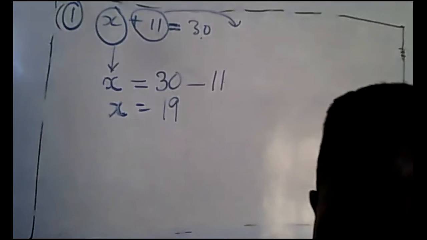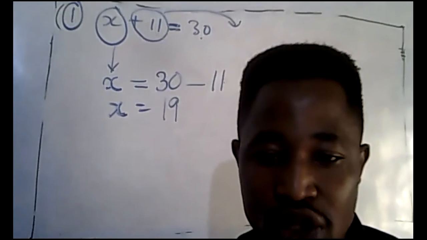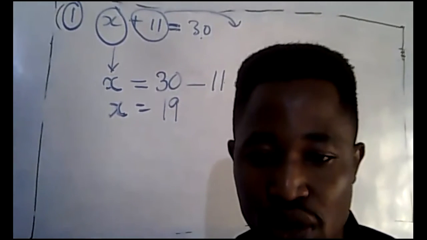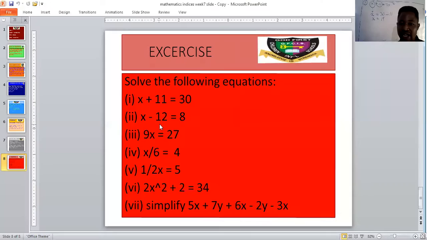So let's go to the next one. What are we told to do in the next one? Let's see what we're told to do. Next one says x minus 12 equals 8. Number 2, x minus 12 equals 8.